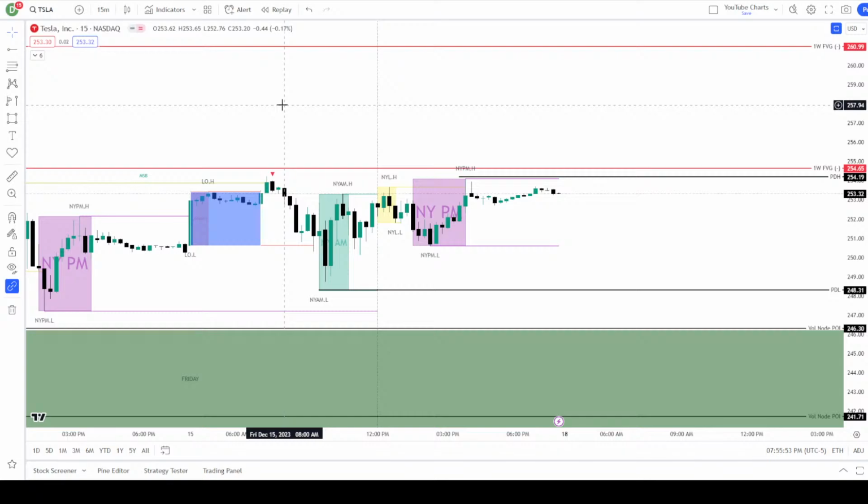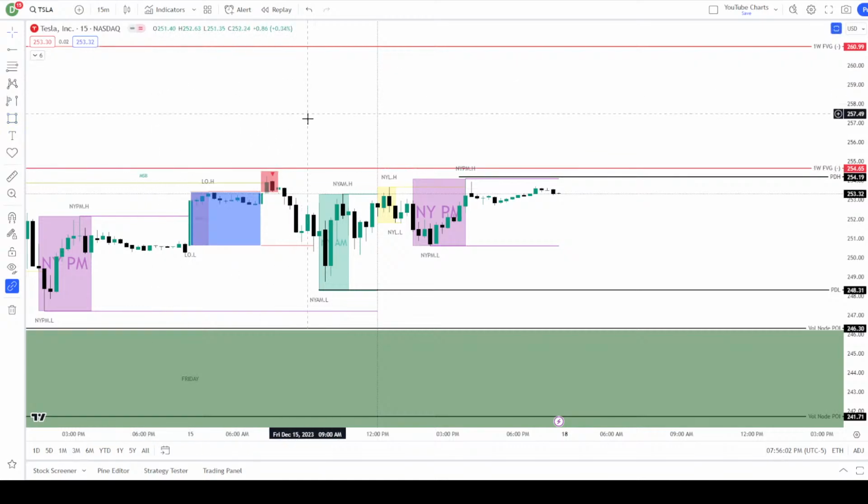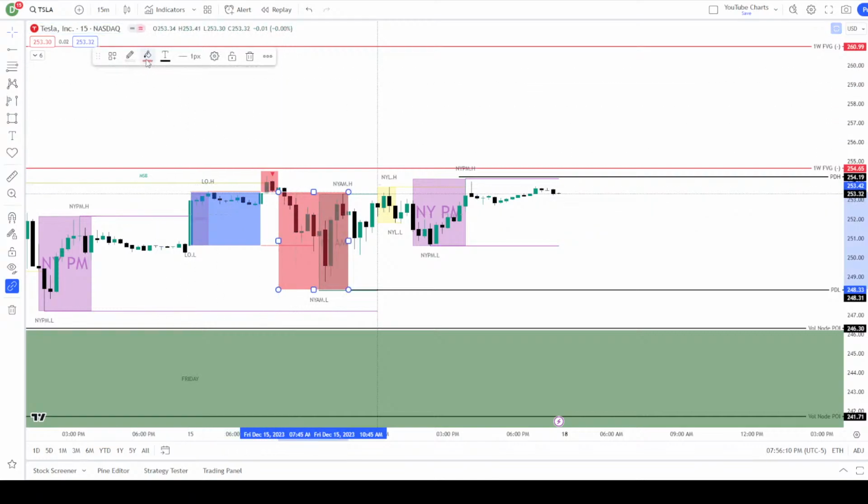Our consolidation is, we'll just call it a blue box. Okay, we get a move of manipulation here that occurs, and then we get from there distribution. Okay, so we'll label that green. Now that distribution occurs heading into New York AM session. So we can't even trade that with our options, right?